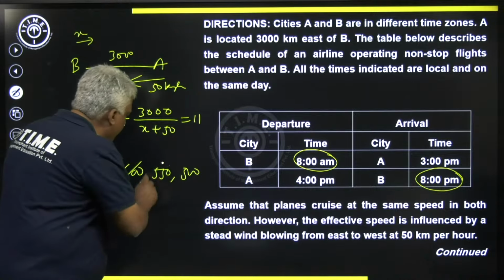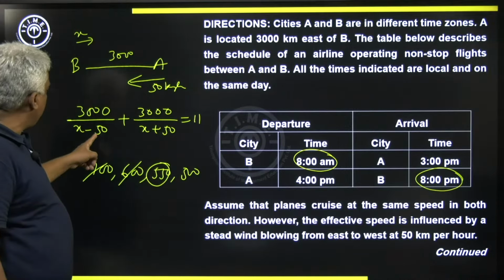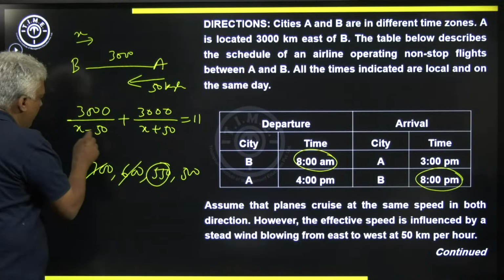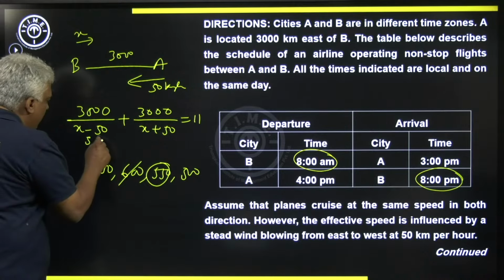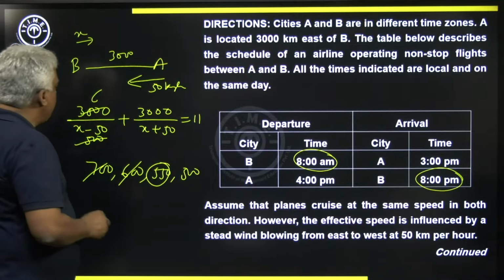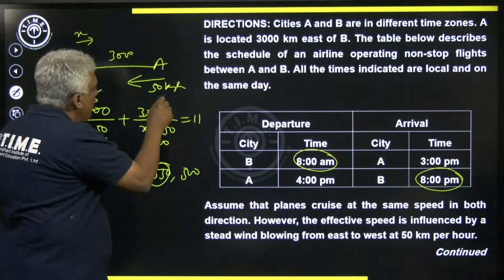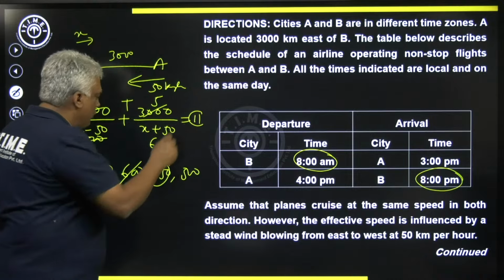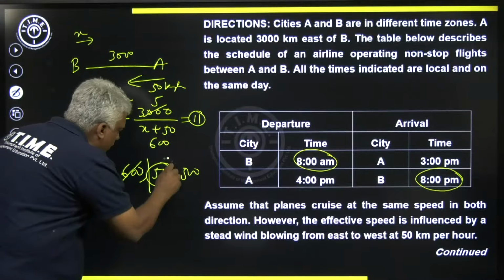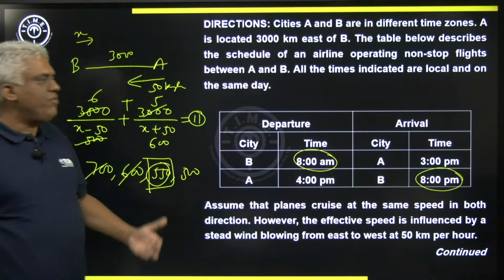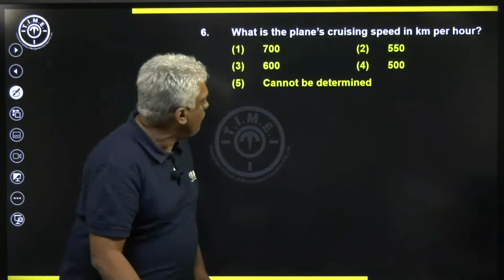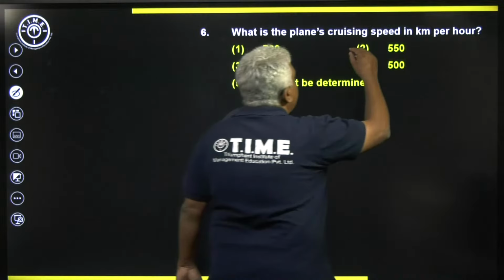Now try 550. 550 minus 50 is 500. Here we'll get 6 hours, and here 550 plus 50 is 600, and that will get 5 hours, and 6 plus 5 is 11. So now you see 550 is definitely satisfying, right? So 550 is the speed of the plane. That second part we got first, right? So the answer is 550 here.